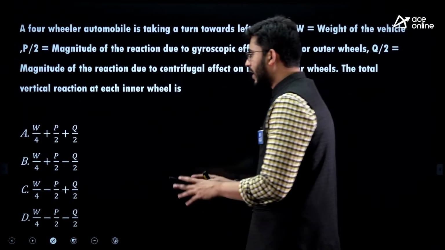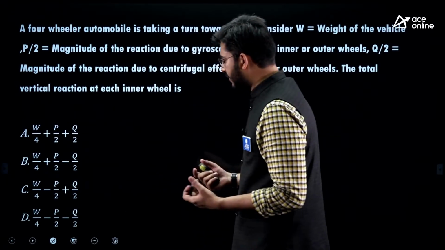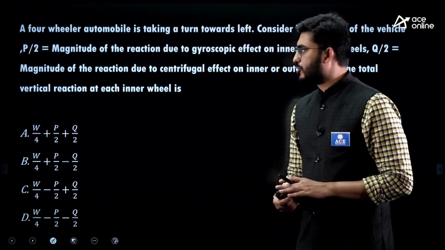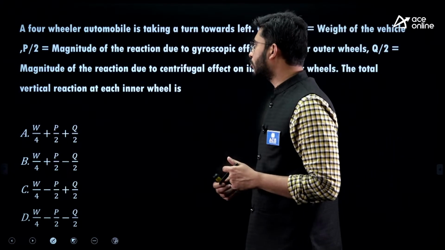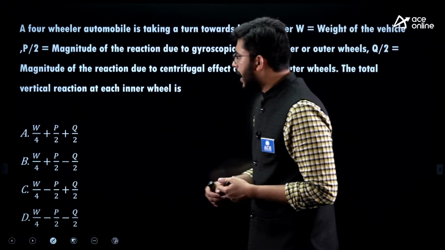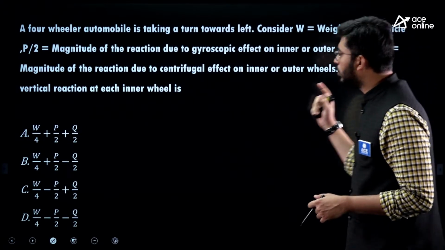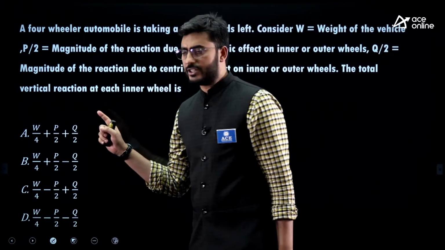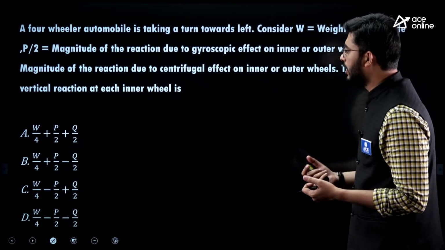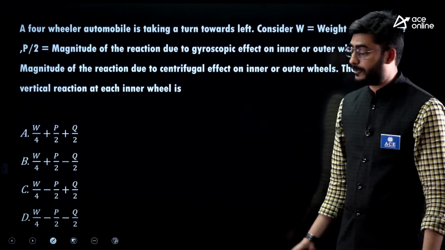Yeah, this is a very, very important one, and especially students might be having a little bit of struggle while deciding the direction of forces. So if a four-wheel automobile is taking a turn towards the left, consider W to be the weight of the vehicle and P by 2 to be the magnitude of reaction due to gyroscope and Q by 2 to be the magnitude of reaction due to centrifugal effect on the inner wheels or outer wheels. The total vertical reaction at each inner wheel is dash.